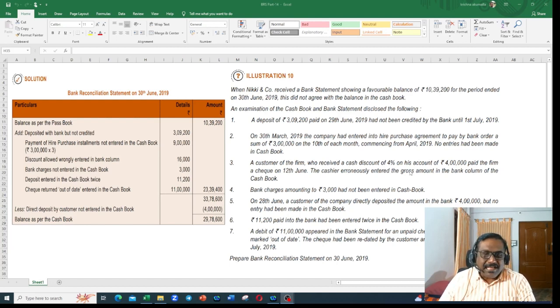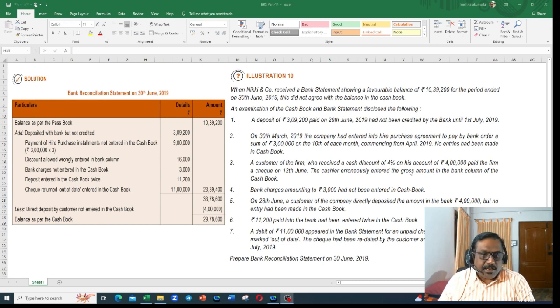Next one. Bank charges amounting to 3,000 had not been entered in the cash book. This is a very simple point. Next one. On 28th June, a customer of the company directly deposited 4 lakhs in the bank, but no entry had been made in the cash book. This is also very simple. Somebody went and directly deposited in the bank, but it was not entered in the cash book. We have already done these kinds of problems previously. Next, 11,200 paid into the bank had been entered twice in the cash book. We did this kind of point as well in our previous problems.